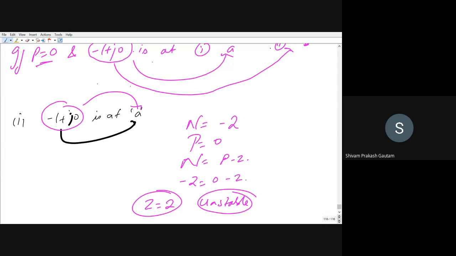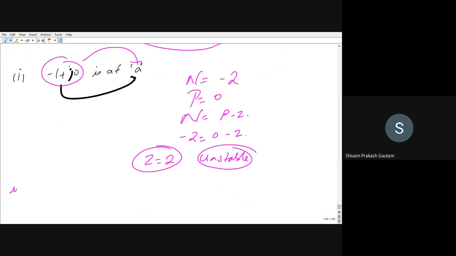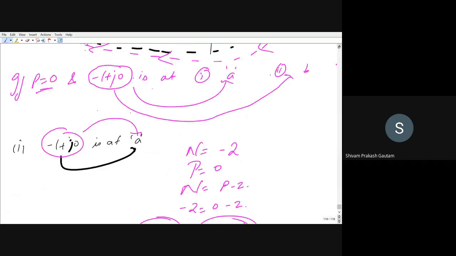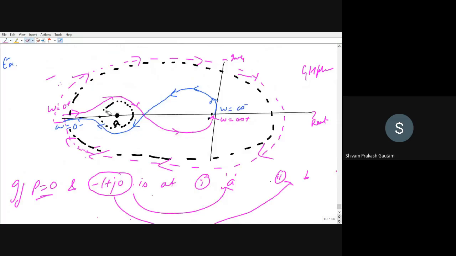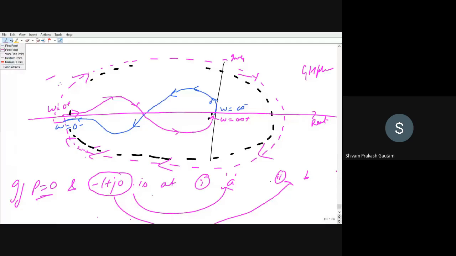Have you understood this first problem? Yes, sir. Now let us cover the second point. If our -1 plus j0 is at B, we will consider the second condition. So let me rub this. This is my B point. Now tell me how many encirclements you see. One encirclement is the bigger circle, right? And this is another encirclement.